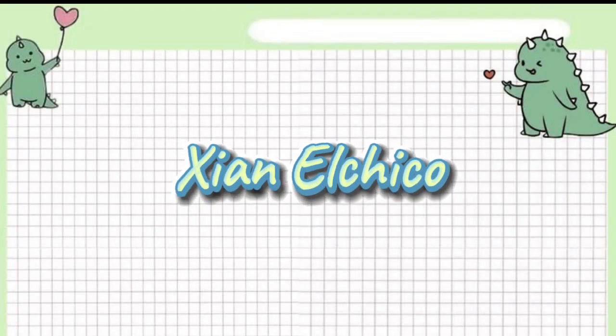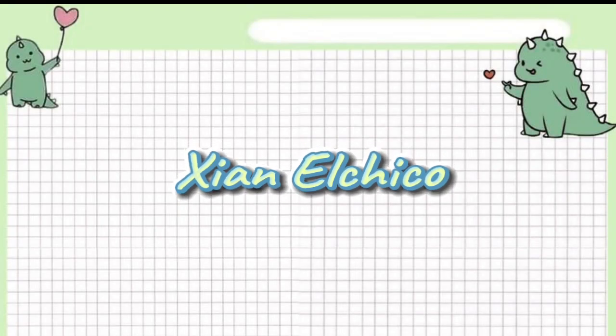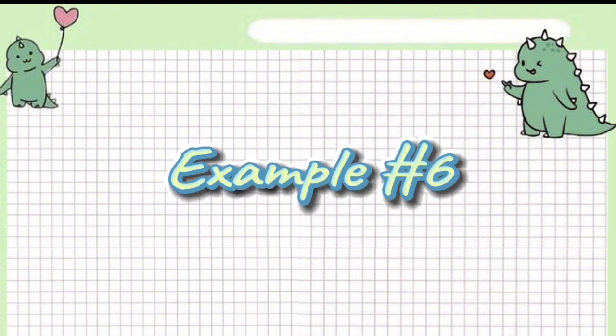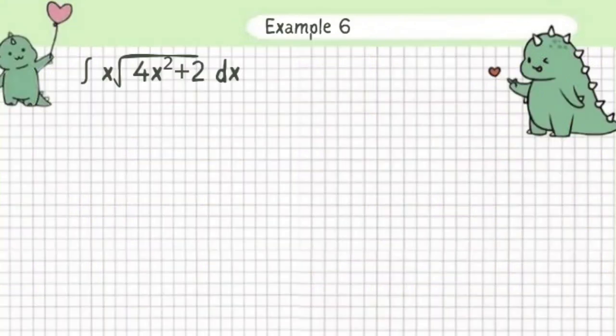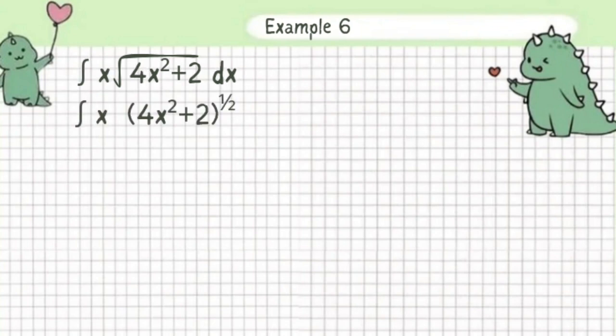Next, we have Xian to explain our final example, which is example number 6. In example number 6, we have the given integral of x times the square root of 4x squared plus 2 dx. Now, we convert the square root of 4x squared plus 2 to (4x squared plus 2) raised to 1/2.